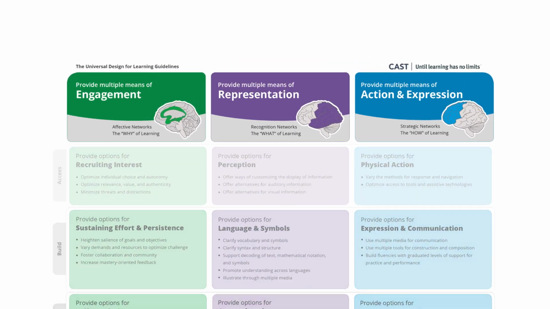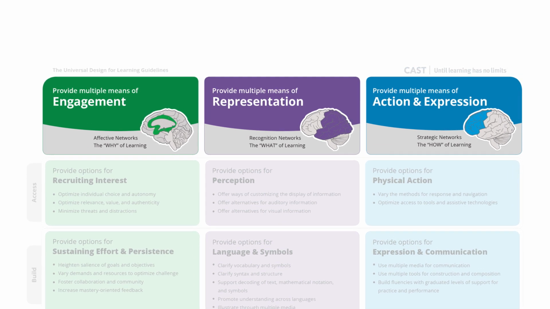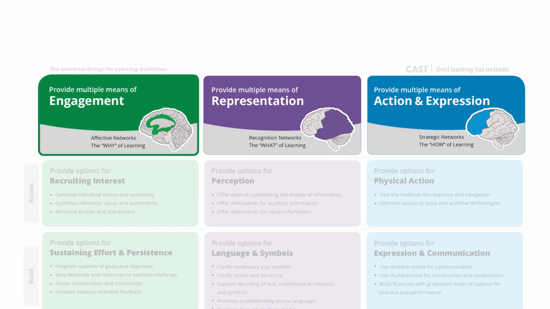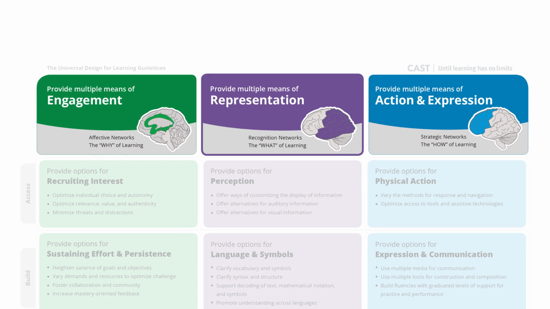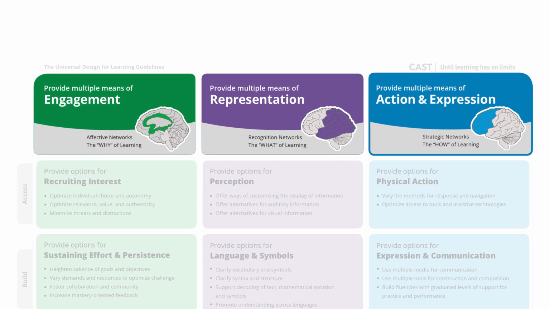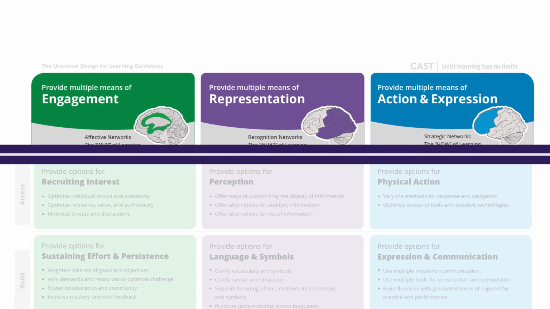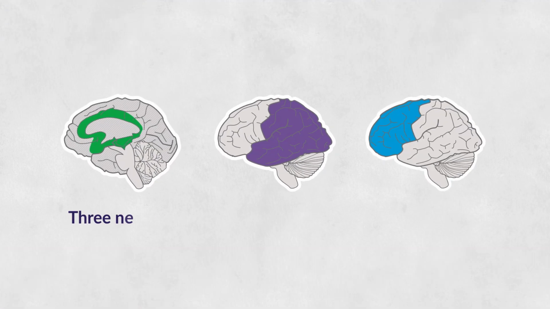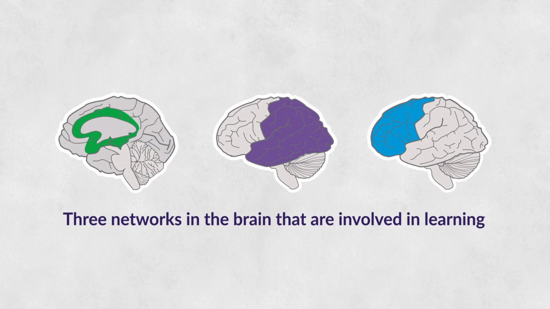The guidelines are a tool for helping us know what to pay attention to when designing learning. So at the top here, you'll see the three core principles of the UDL guidelines: provide multiple means of engagement, provide multiple means of representation, and provide multiple means of action and expression. These principles are directly related to three networks in the brain that are involved in learning.